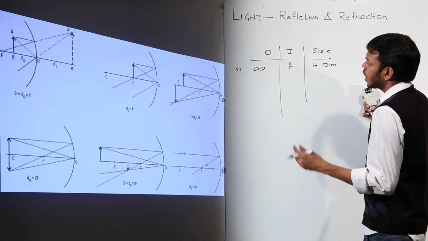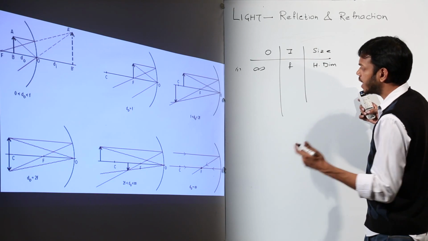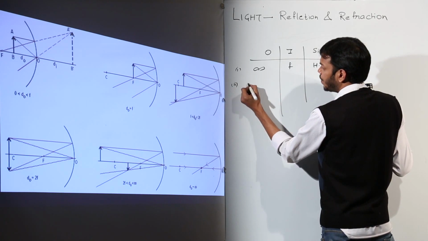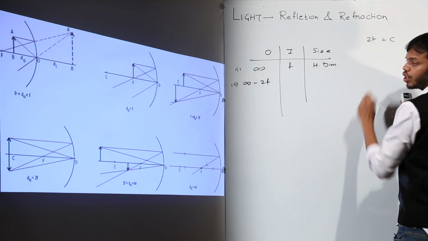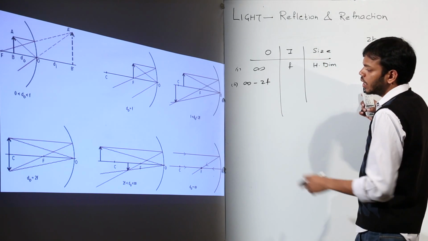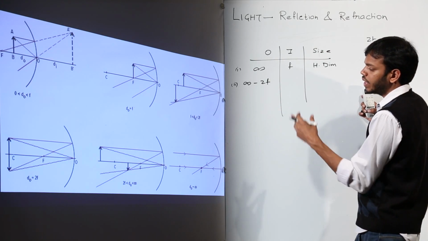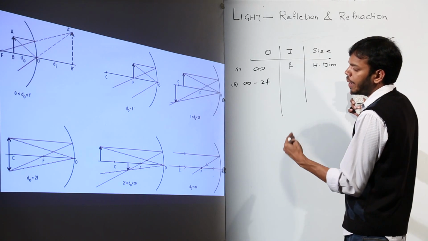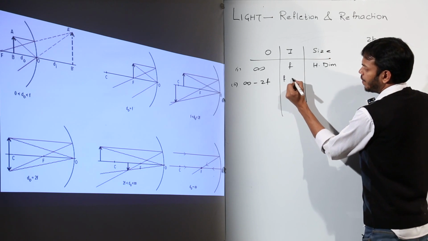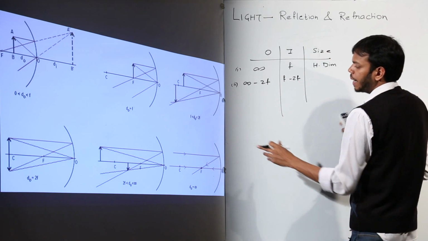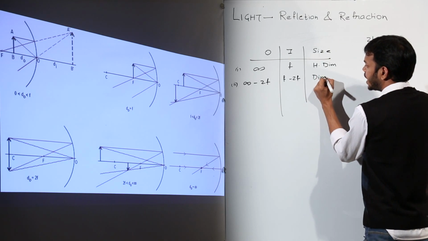Go to the next one. We have brought the object a bit closer towards 2f, or the center of curvature. So that means the object is placed between infinity and 2f. What is 2f? I am referring to 2f as the center of curvature, right? Twice the focus. So the object is placed between 2f and infinity. This time the image got shifted a bit back. The image got shifted between f and 2f. This time the size is still diminished but not highly diminished. So we'll write just diminished.